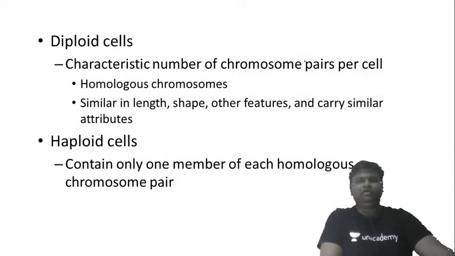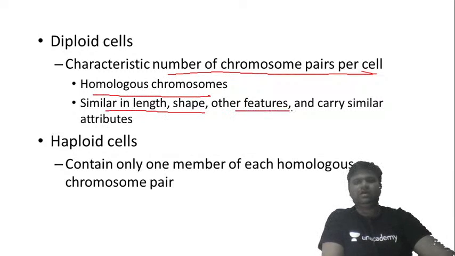So what is a diploid cell? It has a characteristic number of chromosome pairs per cell. They are the homologous chromosomes, which are similar in length, shape and other features and carry similar attributes. Then there are haploid cells, which contain only one member of each homologous chromosome pair.